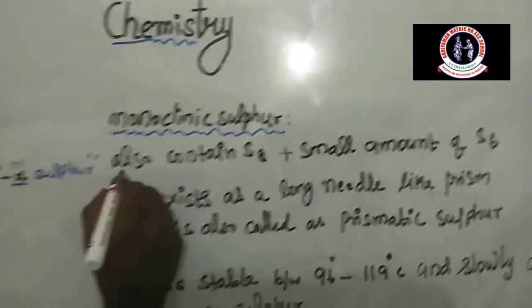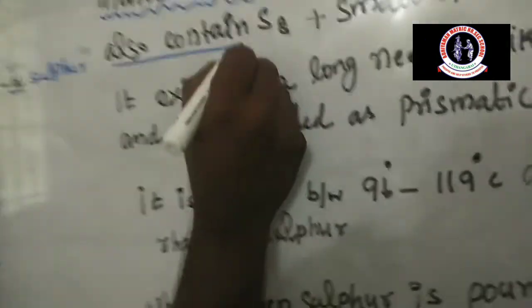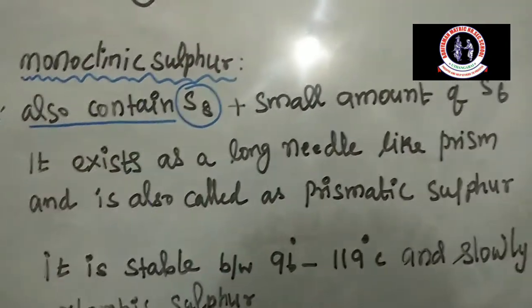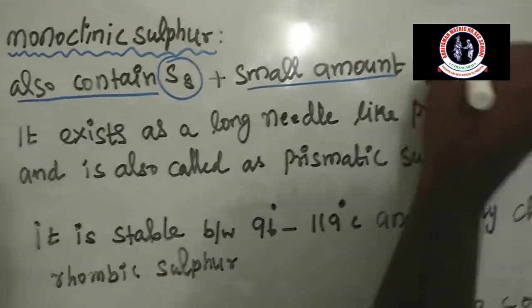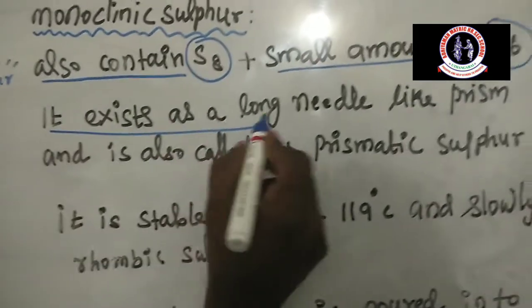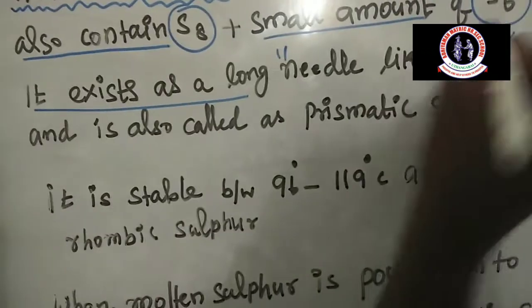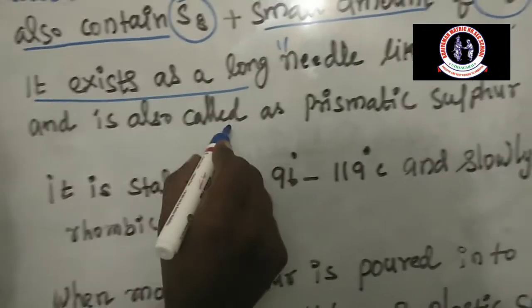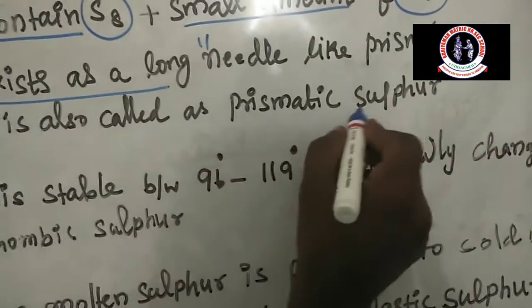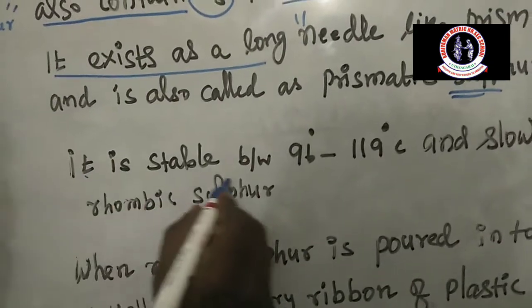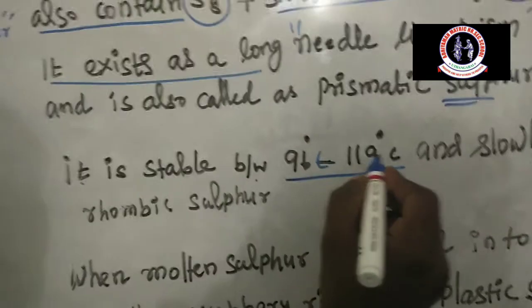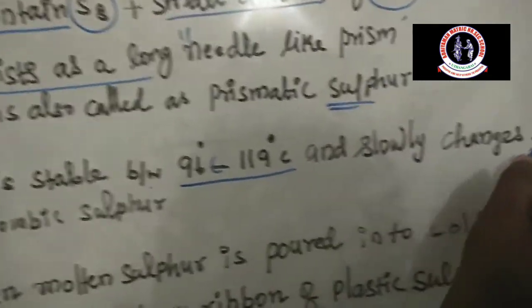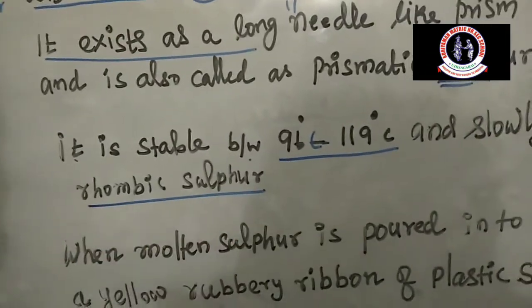Next, monoclinic sulfur. Monoclinic sulfur also contains S8 molecules, with a small amount of S6 molecules added. It exists as long needle-like prisms. It is stable between 96 degrees Celsius and 119 degrees Celsius and slowly changes into rhombic sulfur.